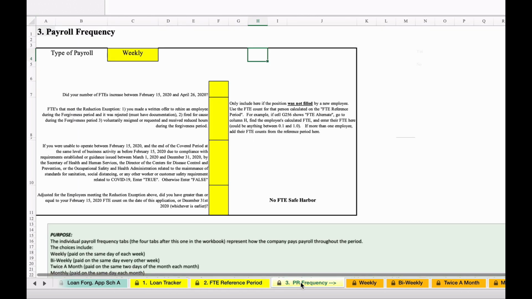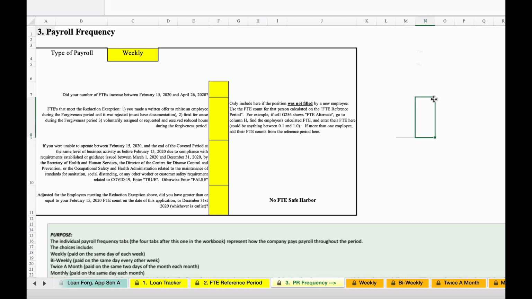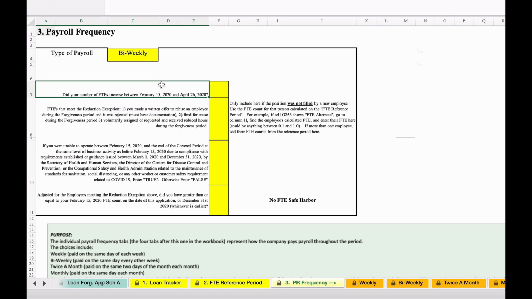Okay, then we're going to jump to step number 3. Step 3 is around payroll frequency. There are some questions. Step 3 really goes with all these orange tabs as well. So you fill out the step 3 tab and then you pick the orange tab that actually corresponds with how often you run payroll. This is really important, you guys, don't miss this one: type of payroll. If it's not weekly, you're going to want to switch it to which one it is.